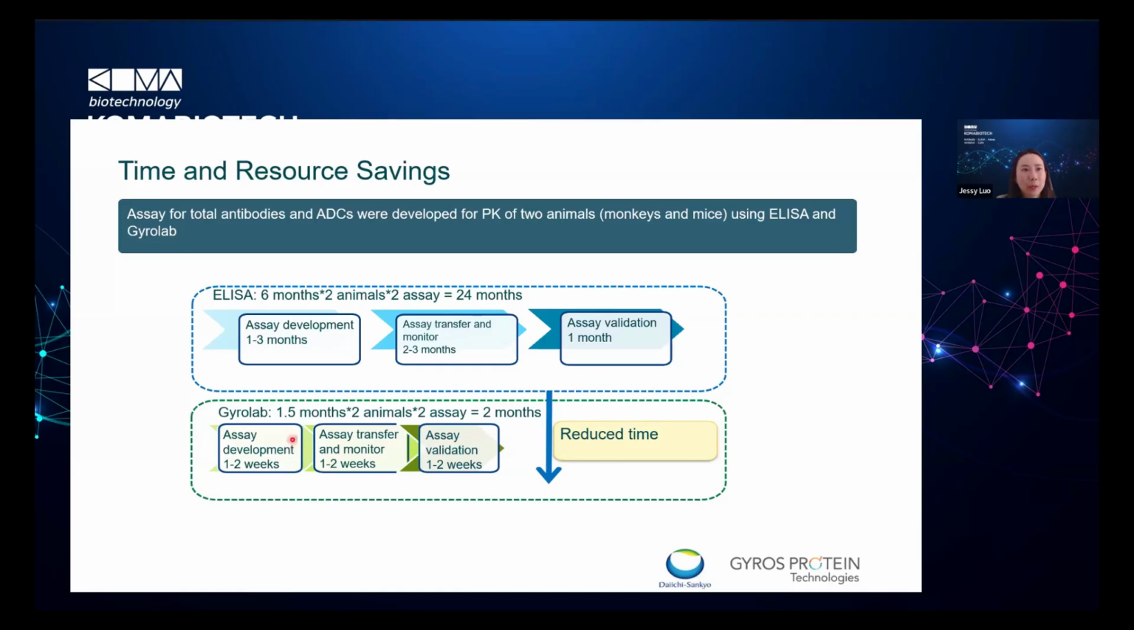But on Gyros, it only takes around 1.5 months for each of the assays. Usually the assay development is quite fast, only 1 to 2 weeks, and then combining with assay transfer and assay validation, it's quite fast. Two animals, 2 assays will consume only 2 months for each project. So that's quite a fast time saving.